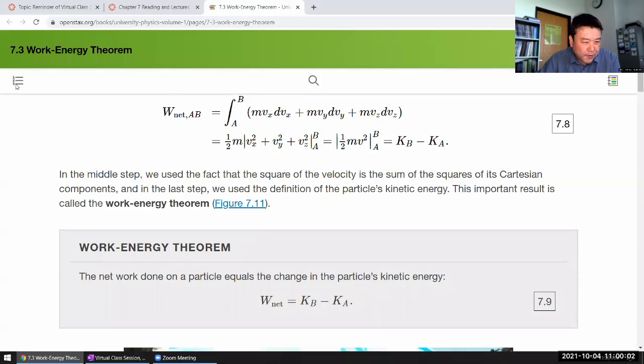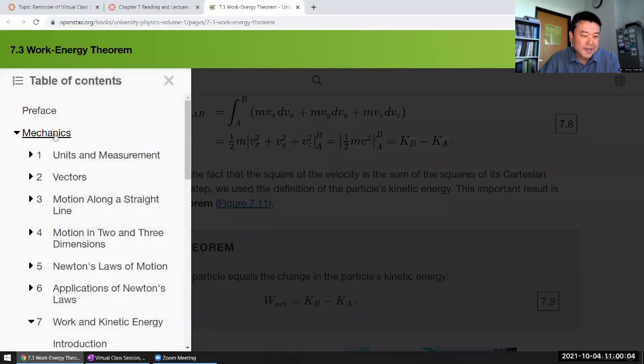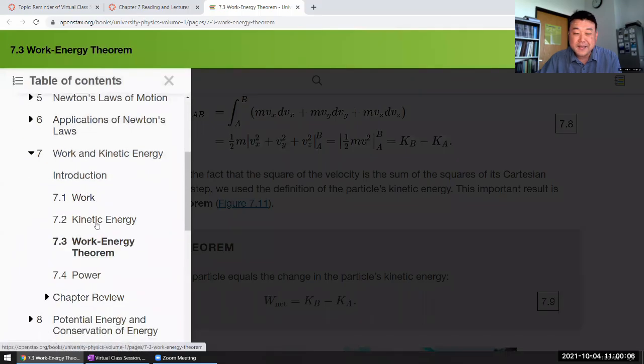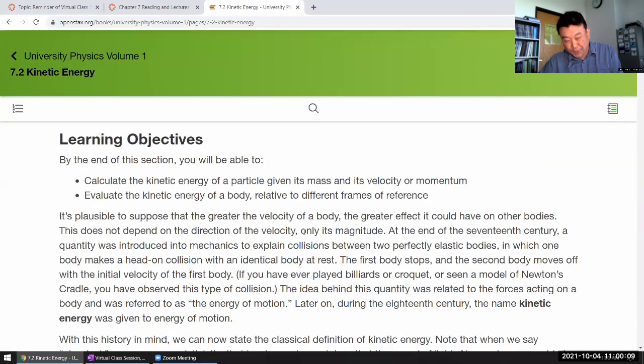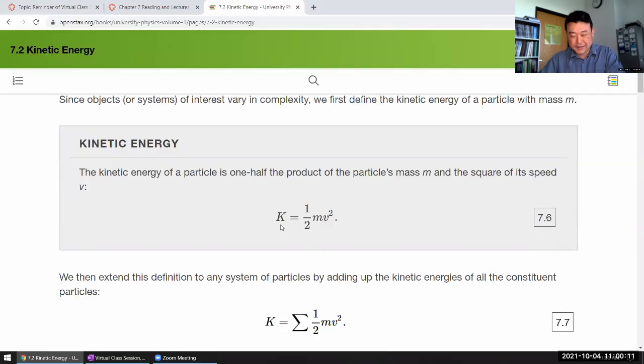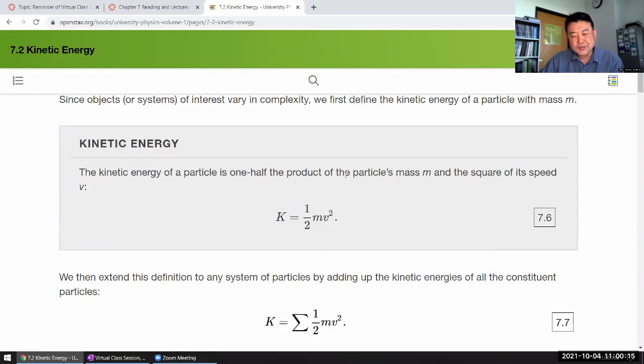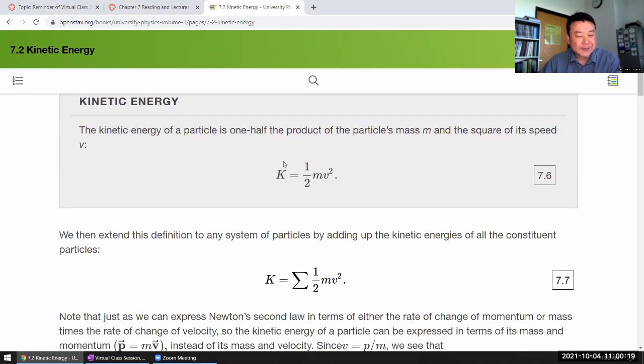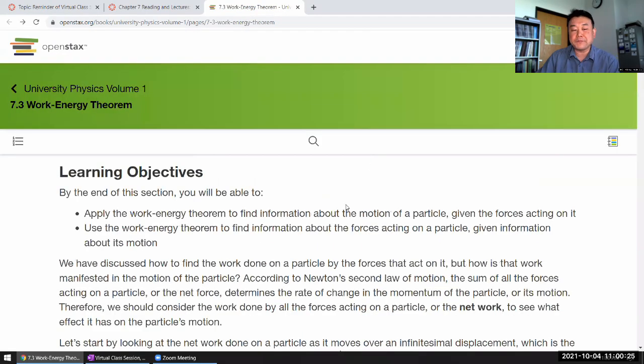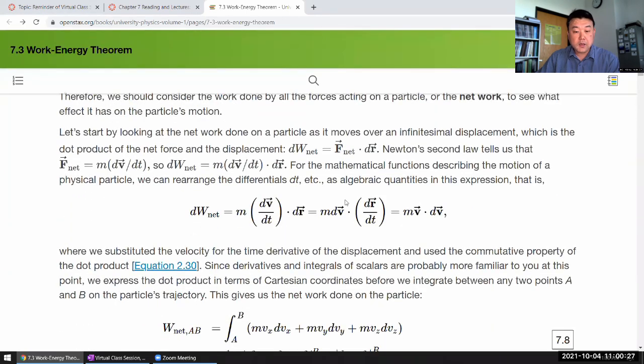I guess the way your textbook, and really the standard presentation, presents it is they introduce kinetic energy first. They give you this as the definition of kinetic energy, which is fine. It's not wrong. Once you have accepted this as a definition of kinetic energy, then the work-energy theorem is a provable theorem that you can prove.